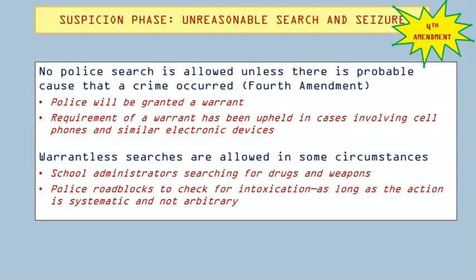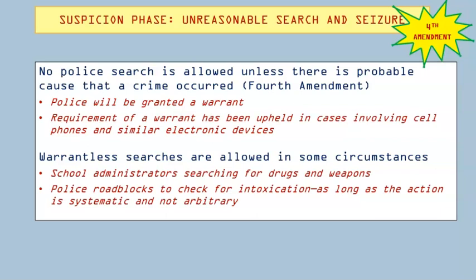All right, next we look at the suspicion phase. So no police search is allowed unless there is probable cause that a crime occurred. That's per the 4th Amendment. The police have to be granted a warrant. It says the requirement of a warrant has been upheld in cases involving cell phones and similar electronic devices. The only time that they are allowed to search your phones is if they suspect you of terrorist activity.